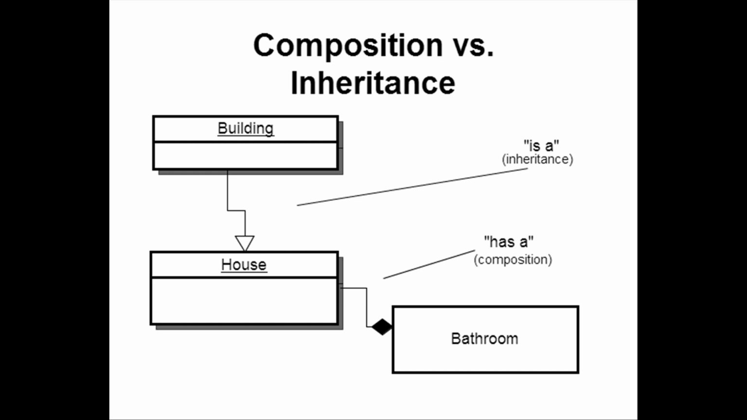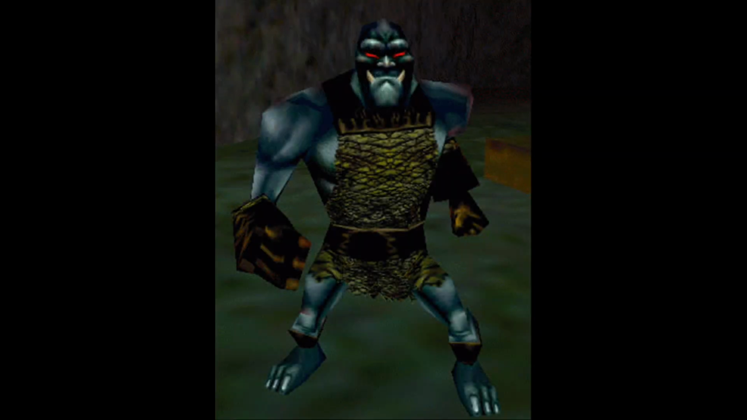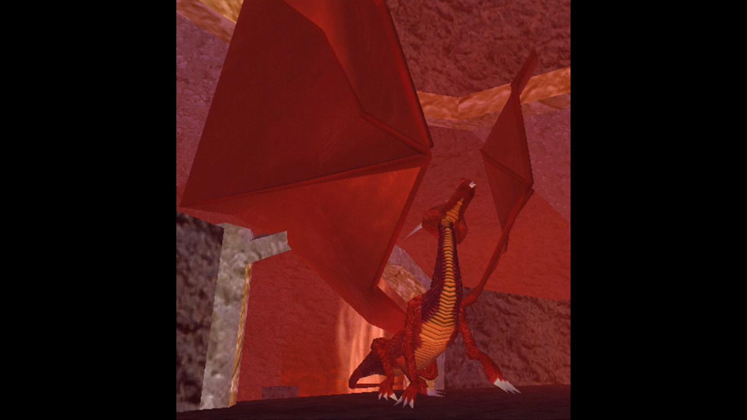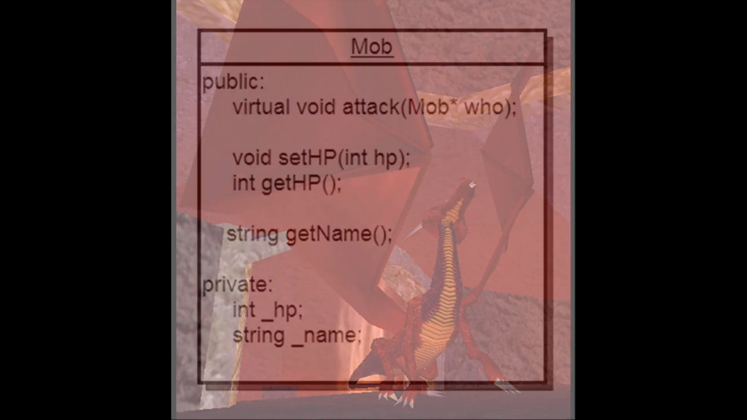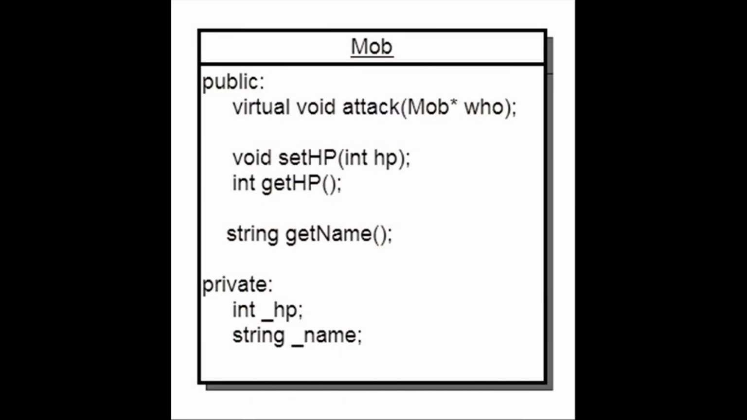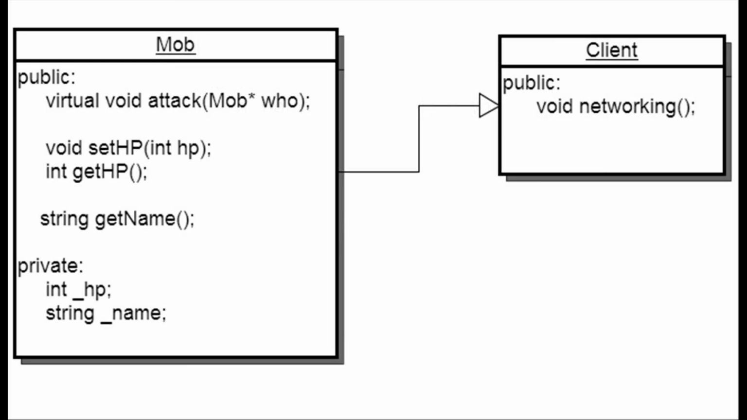Let's begin with an easy-to-understand scenario. Consider we're building a role-playing game. In the game, there are mobs such as orcs and dragons, as well as playable characters, or clients. All of the characters in the game share similar features, such as the ability to attack other mobs, hit points, and a name. The client inherits from the base mob class, but has additional code such as networking tasks that it needs to perform.